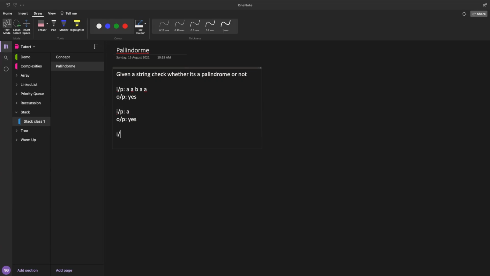Can be like this. A, B, A, C. Output should be no, like this.